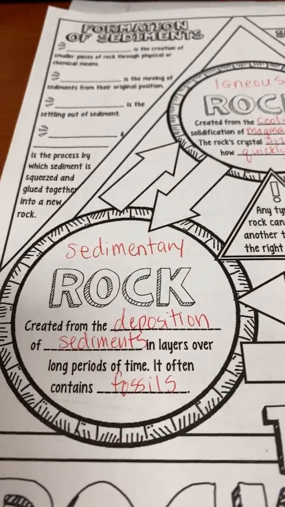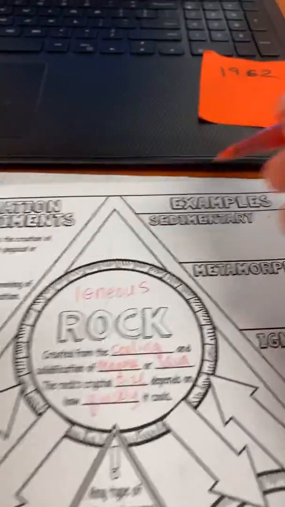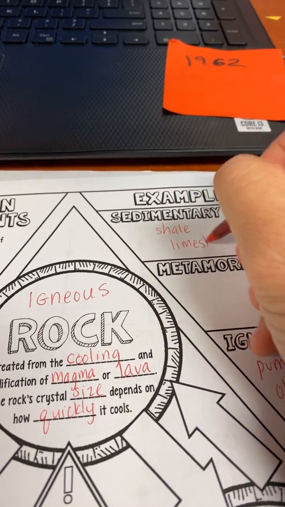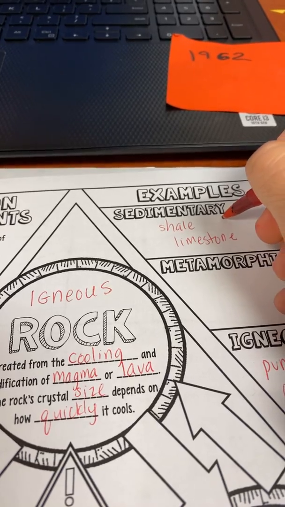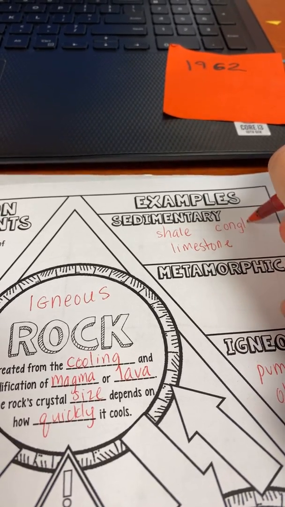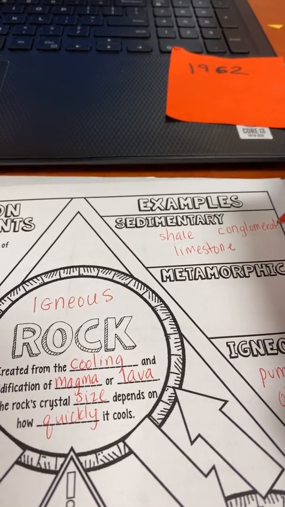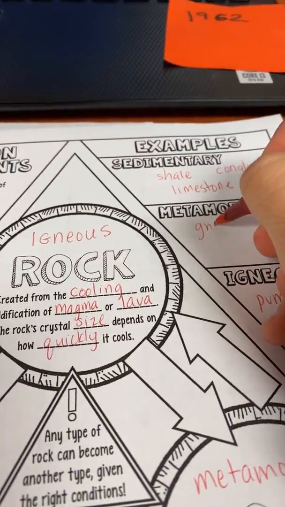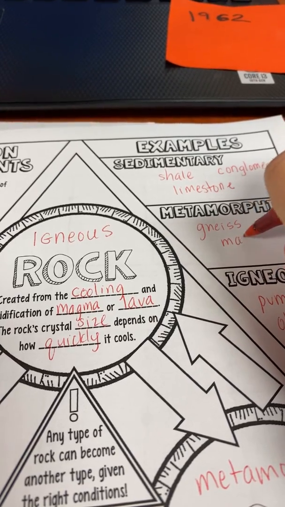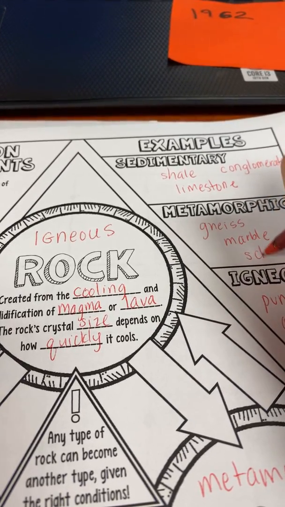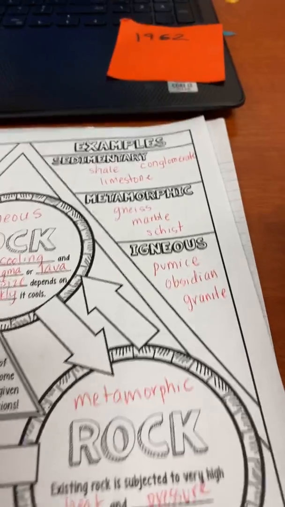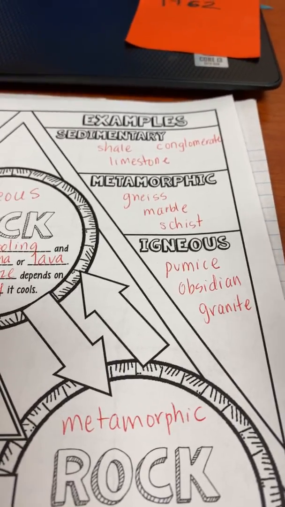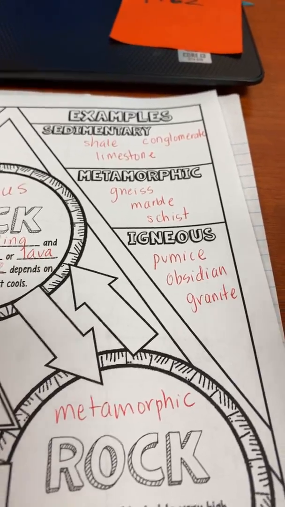If we go over to sedimentary rocks, some examples of sedimentary rocks are shale, limestone, and conglomerate. And then examples of metamorphic rock are gneiss, marble, and schist. So once again, I would really highly recommend that you Google those and look at some pictures of what they look like to help it stick in your head.